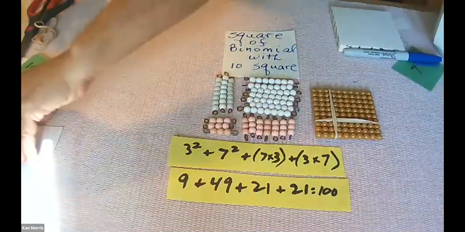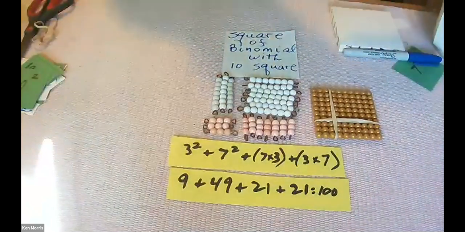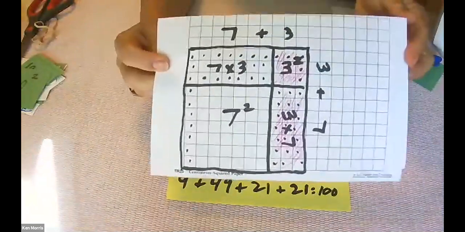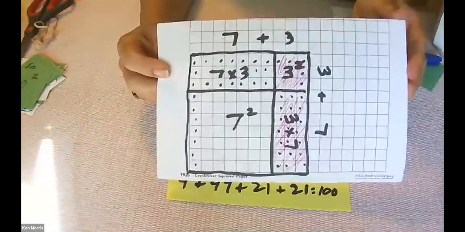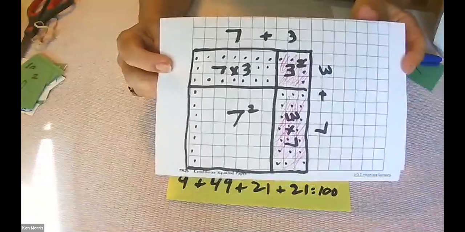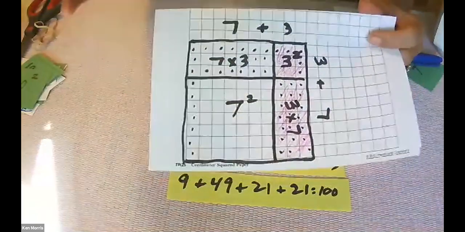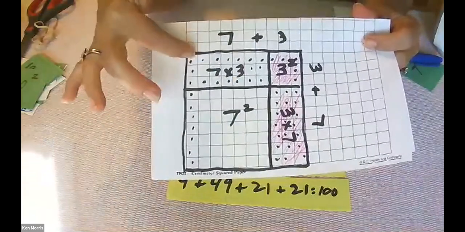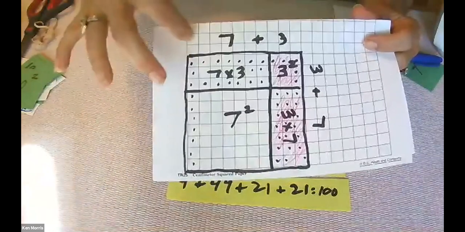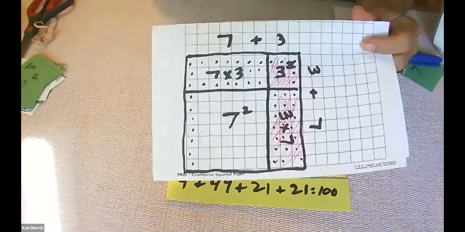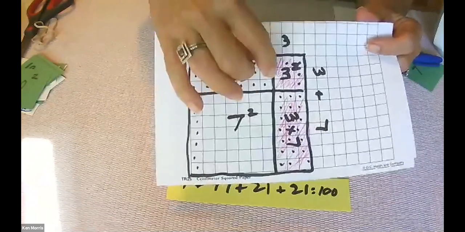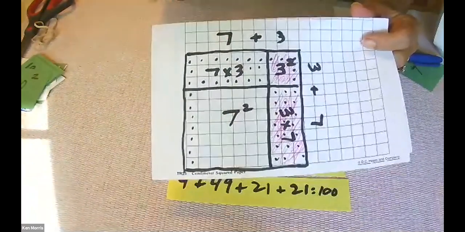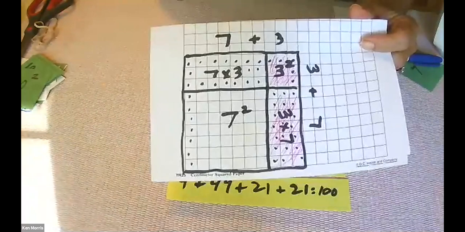In addition to that, another part of your follow-up is to graph the layout. So in your math notebook, you will make a graph where you will indicate the 7 by 3, 1, 2, 3, 4, 5, 6, 7, 1, 2, 3. You will note that rectangle and you will label it 7 times 3. You will do the same thing for the 3 squared. You will label that. You can color it in if you want or highlight it with the right colors.